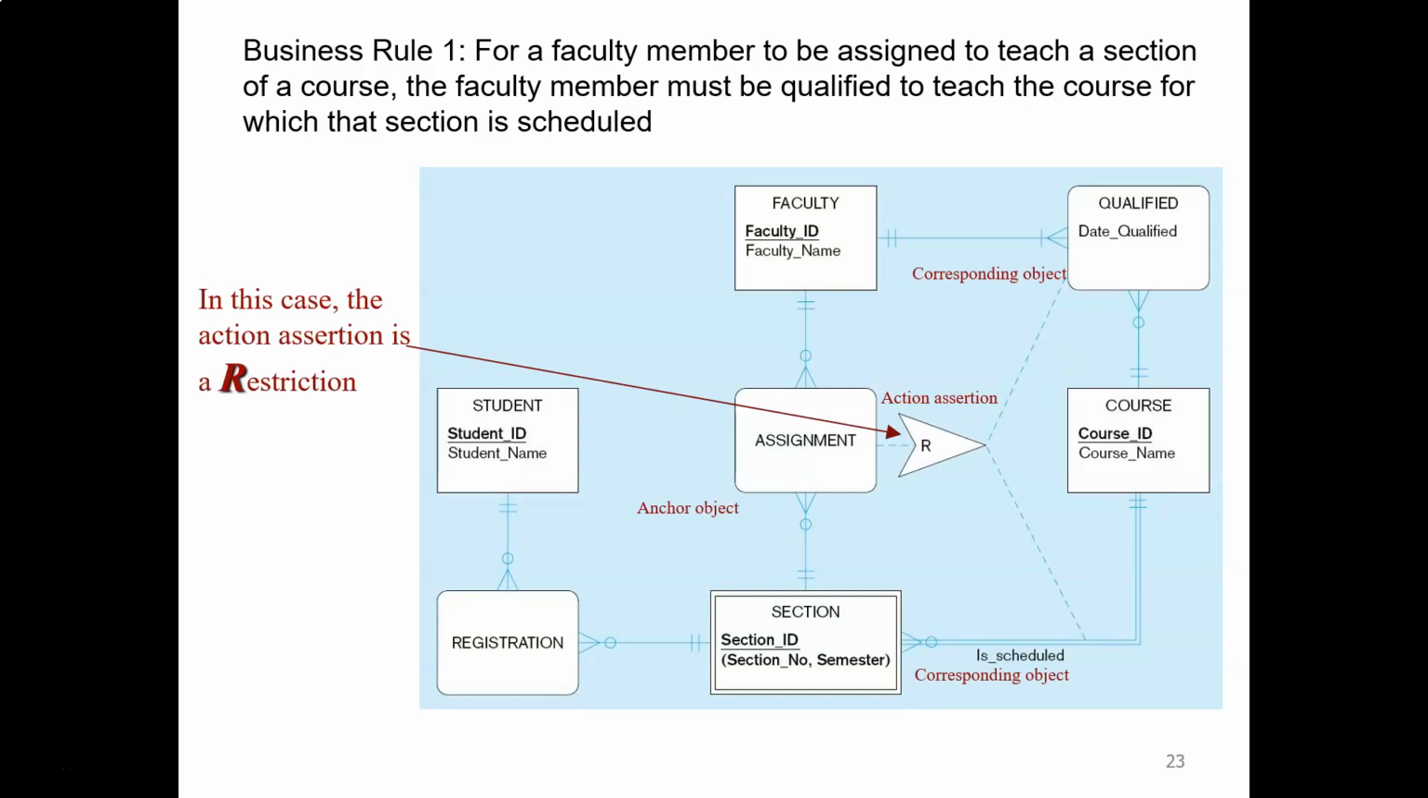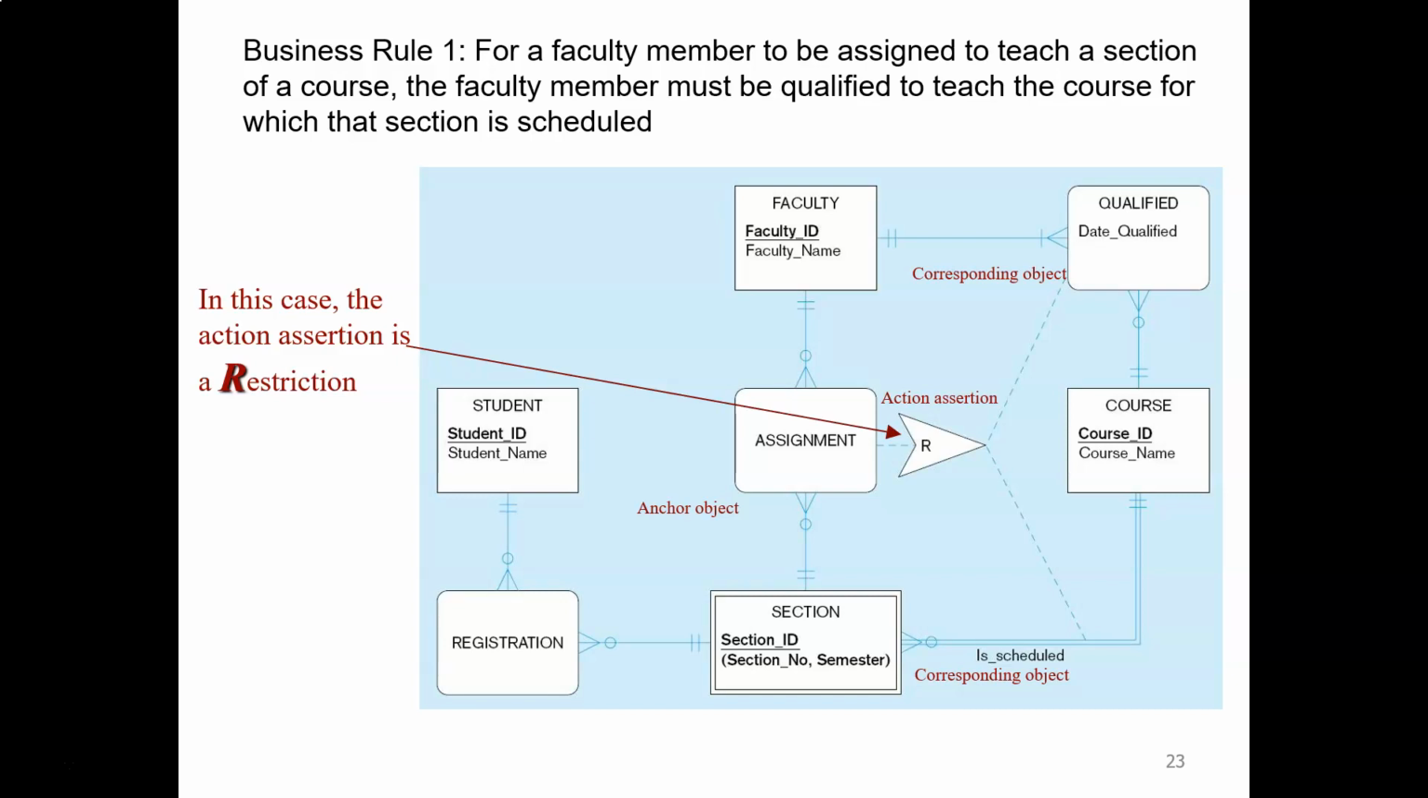Let's take a look at an example here. Well, we have an ER diagram here. This ER diagram describes the situation in the university. The faculty is qualified to teach a course, and the faculty is assigned to teach a course during a certain semester, and then the student registers for the course during a certain semester. Let's say we have a number of business rules that we want to model here. The first business rule is for a faculty member to be assigned to teach a section of a course, the faculty member must be qualified to teach the course for which that section is scheduled.